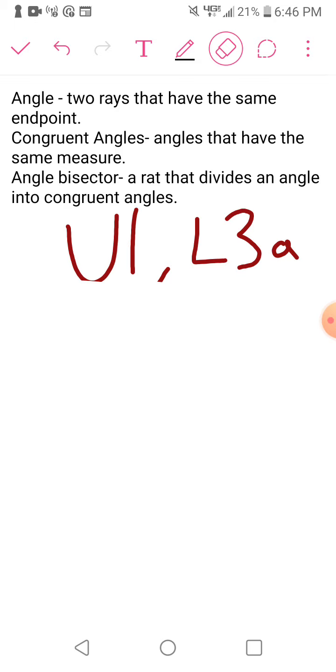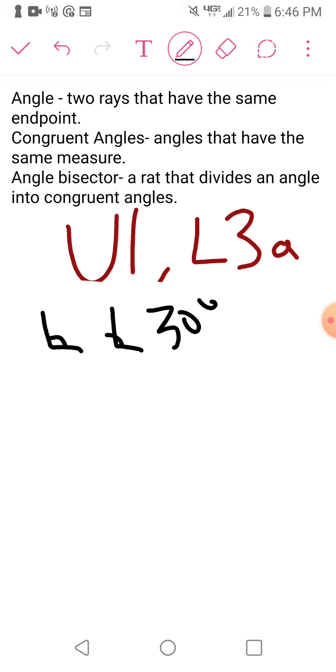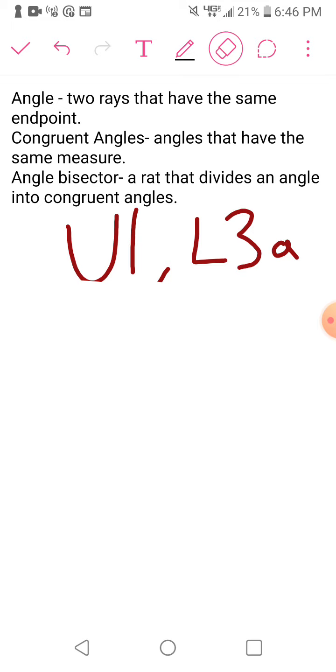Alright, the 2 more terms that we have here are congruent angles. Congruent angles are angles that have the same measure. So if you had 2 angles like this, they have the same measure. Let's say they were both 30 degrees. That's obviously not what that would look like, but that's what congruent angles are.